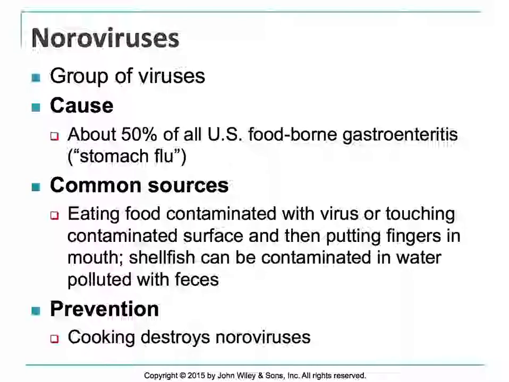First, we have noroviruses. These are a group of several different viruses and can cause about 50% of all U.S. foodborne gastroenteritis. So typically, if somebody has a stomach flu, the cause of that is going to be noroviruses. Common sources include eating food contaminated with the virus or touching a contaminated surface and then putting your fingers in your mouth. Shellfish can also be contaminated in water that's polluted with feces. The way to prevent norovirus contamination is through cooking, as they are destroyed with high heat.